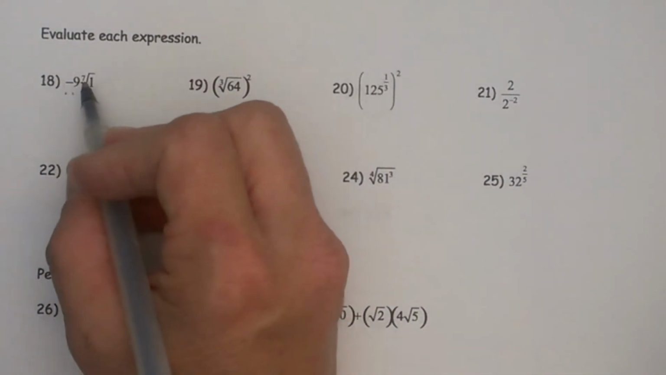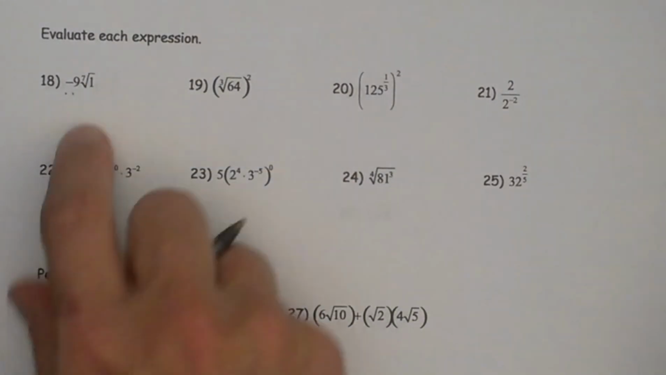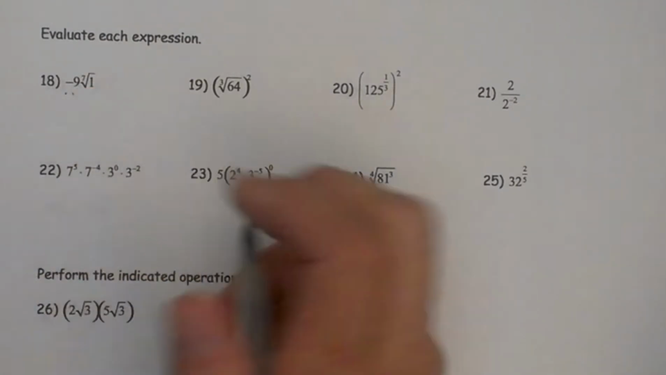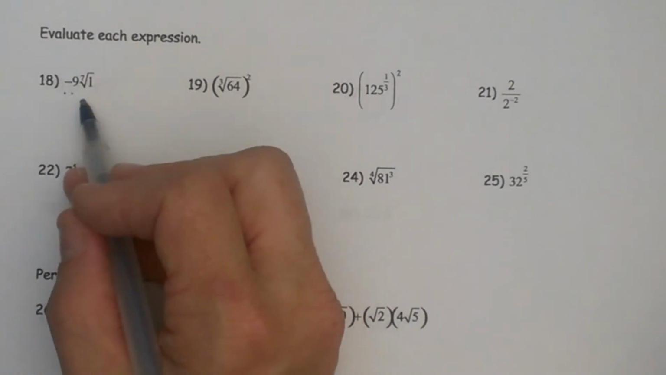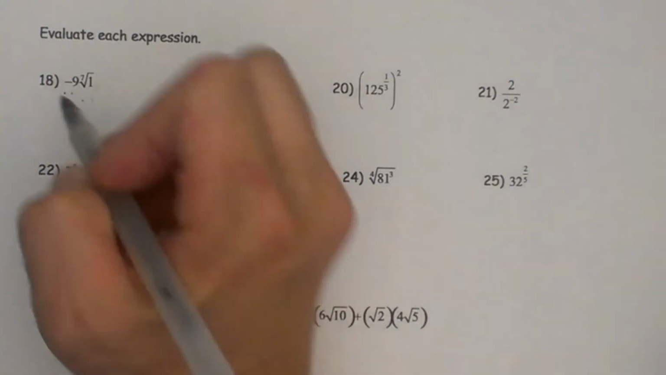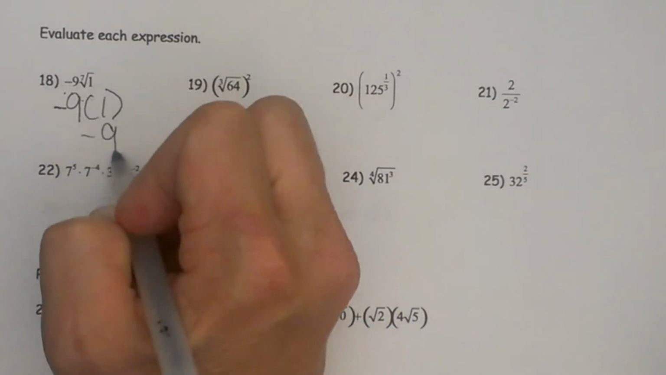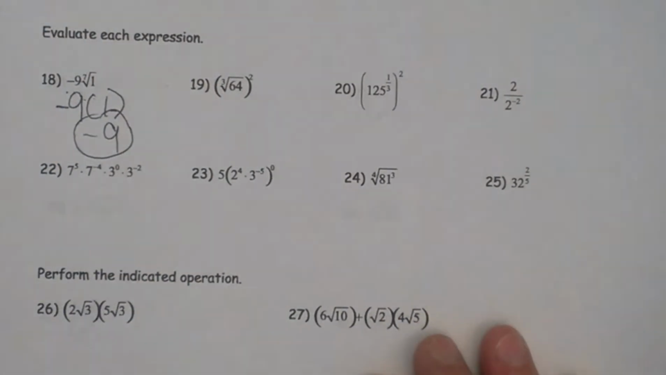We have -9 times the 7th root of 1. Well, what times itself 7 times multiplies to 1? Well, the answer is 1. So the 7th root of 1 is 1. The square root of 1 is 1. The cube root of 1 is 1. You always get a 1. So we have -9 times a 1. Well, that just is -9. So that one's pretty easy to evaluate. So when it says evaluate, you're actually going to get a numerical answer.